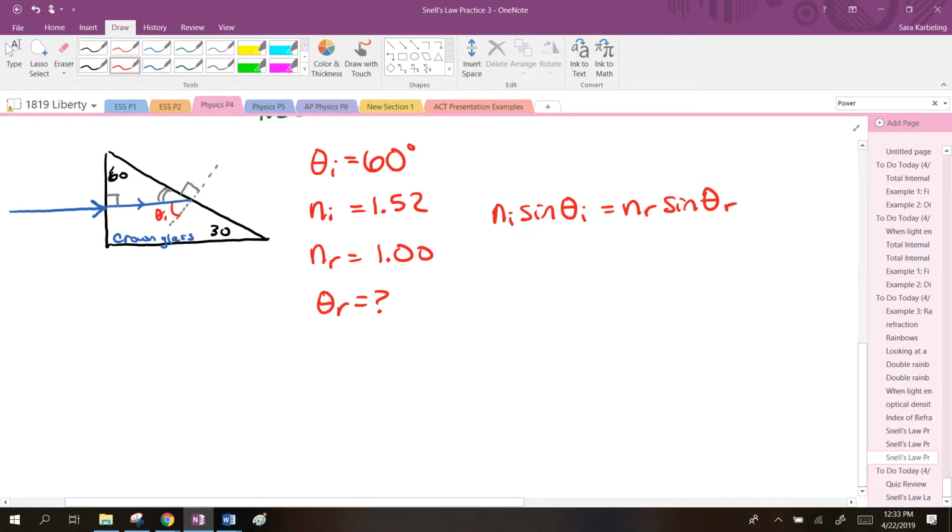Your calculator doesn't want to do it? No, it's like, I'm done. Domain error. It's Monday. What's wrong? Okay, so let's plug this stuff in. So you got 1.52. So we're going to do sine inverse of NR over... I'm having a really hard time writing today. NI sine theta I over NR.